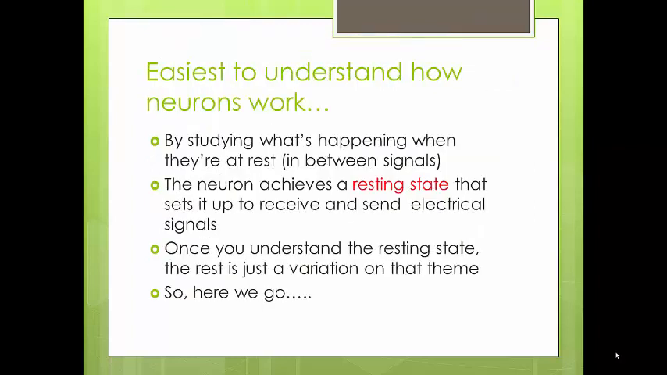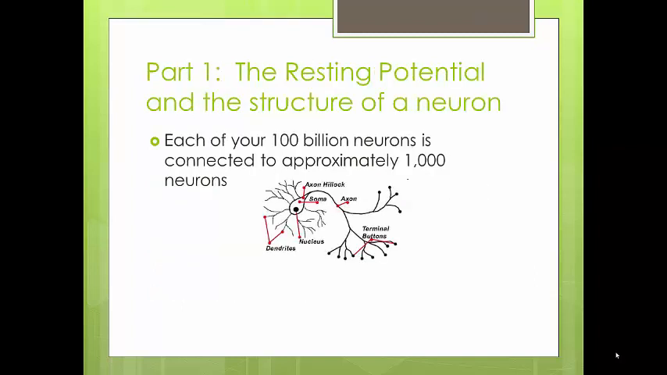As I mentioned, it's easiest to start and get a tentative understanding of how this all works by looking at what's happening at a neuron when nothing is happening, when they are in fact at rest. And in this state, we say the neuron is at its resting state, and it is set up to receive and then to send electrical signals, but it is not doing so at this point. So we need to understand how the resting state is set up in the neuron, and then we will have a good grounding with which to start.